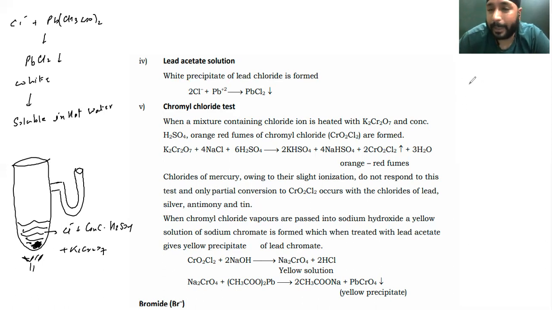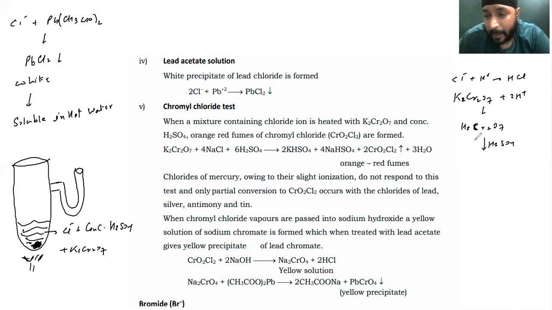Now listen, in the chromyl chloride test, what exactly happens step by step? First, chloride anion reacts with concentrated H2SO4 to produce HCl gas. HCl is there in the solution. Similarly, K2Cr2O7 first reacts with H plus and forms chromic acid, H2Cr2O7. All of us know that H2SO4 is a dehydrating agent. It'll remove H2O from Cr2O7, so I'll be getting two molecules of CrO3.